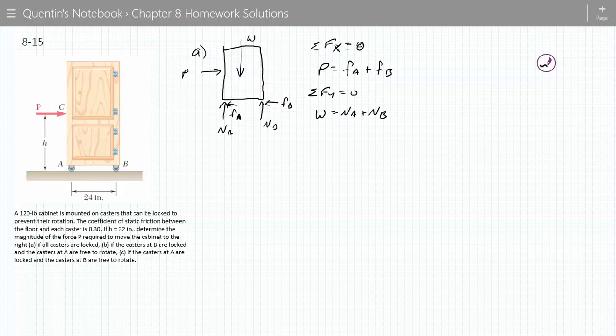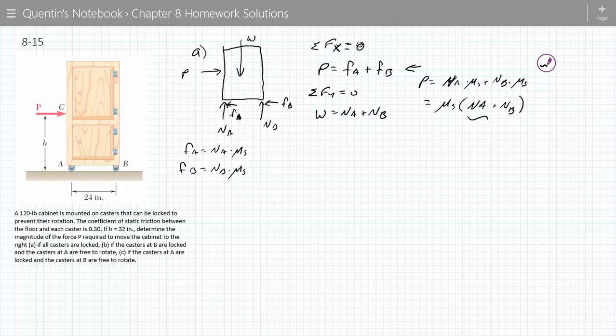Well, we do know what F_A and F_B are. We are looking for impending motion, the point just before it starts to move. So just before it starts to move, you have F_A equal to N_A times mu sub s, and F_B equal to N_B times mu sub s. So let's plug that back into this equation right here. Therefore, P is equal to N_A times mu sub s plus N_B times mu sub s. So we can write that as mu sub s times (N_A plus N_B).